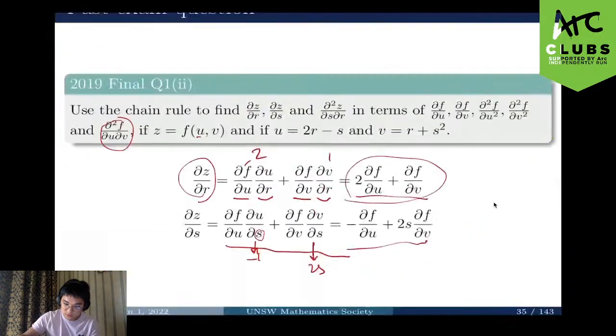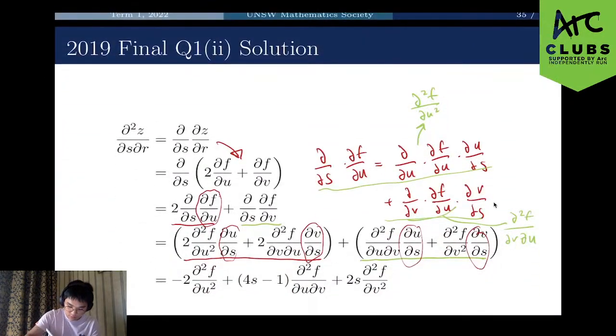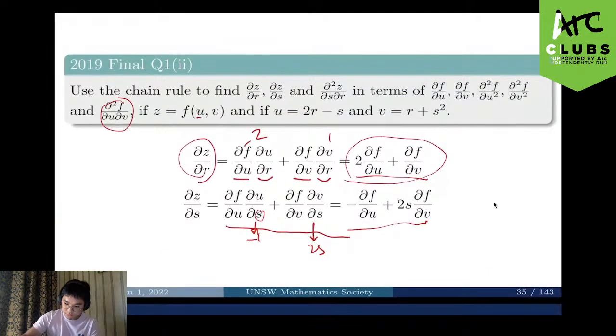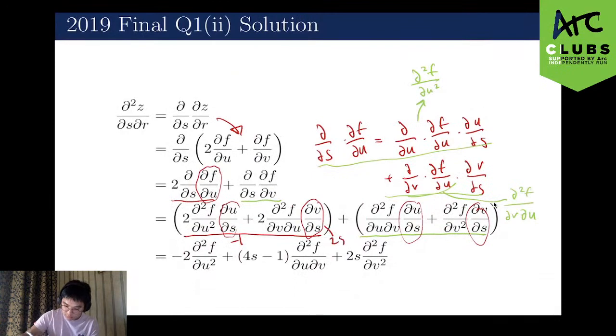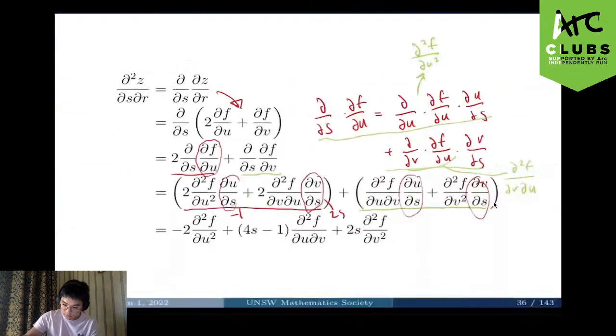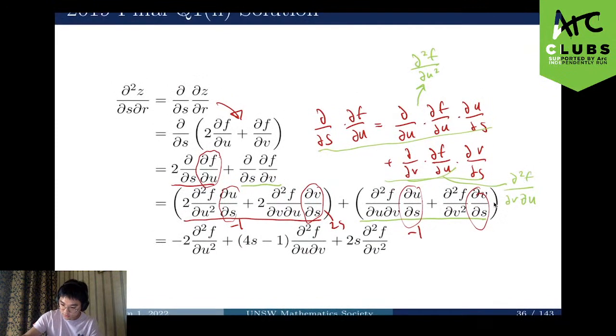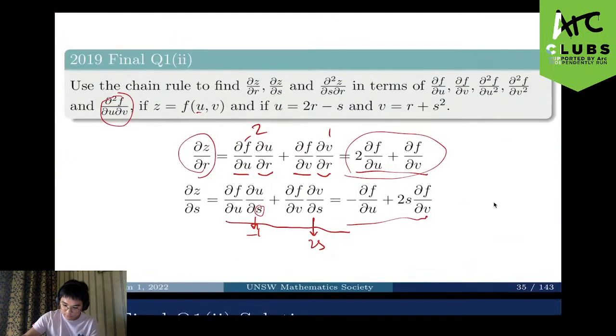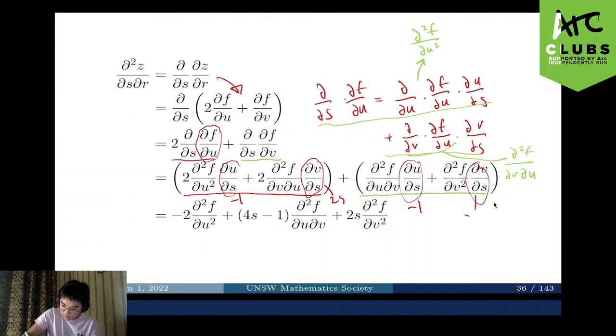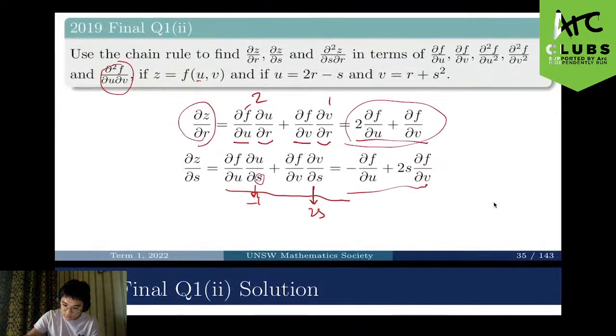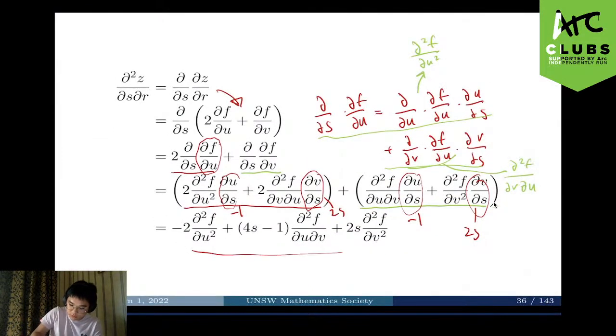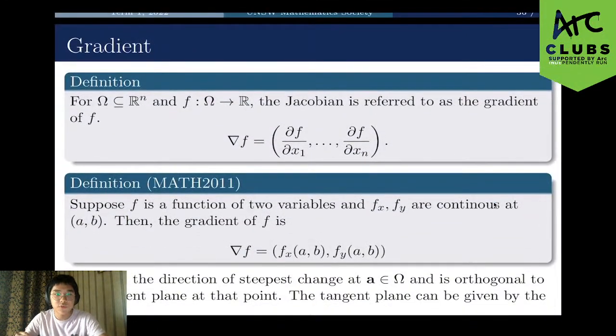So what's du/ds? du/ds is -1. dv/ds, that's 2s. du/ds, that's -1. dv/ds is 2s. And then we just factor it in. So -1, 4s, dv/ds is 2s. Yeah, and it just simplifies into this. Cool. So now we move on to the gradient.